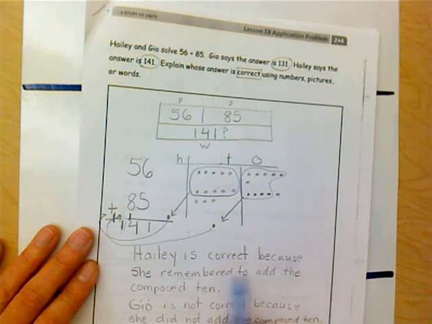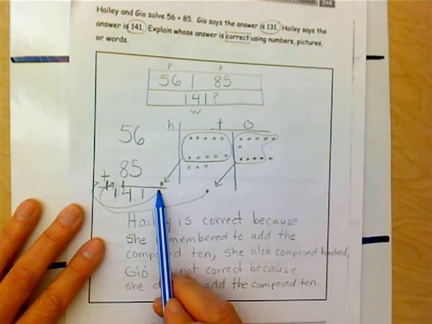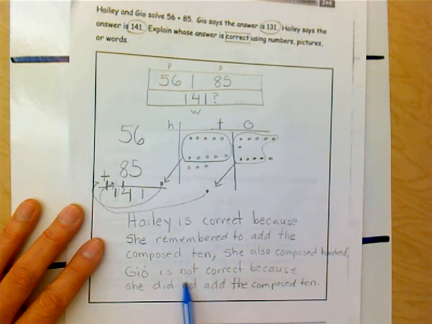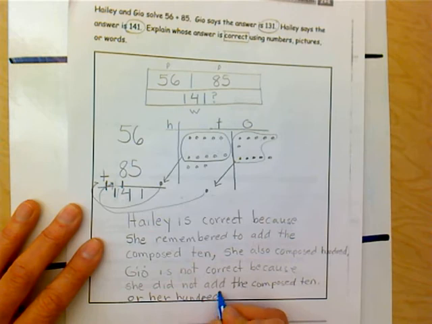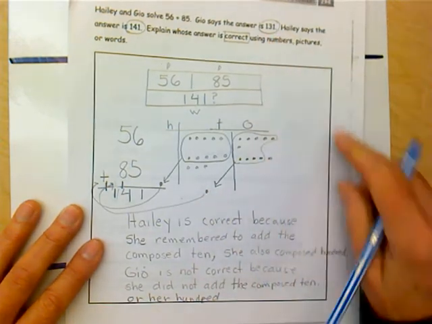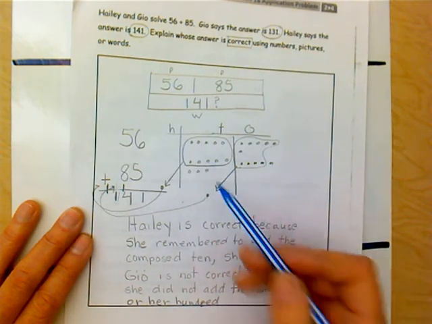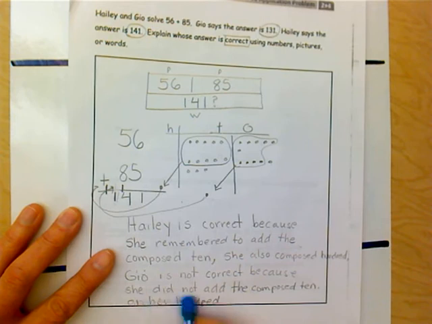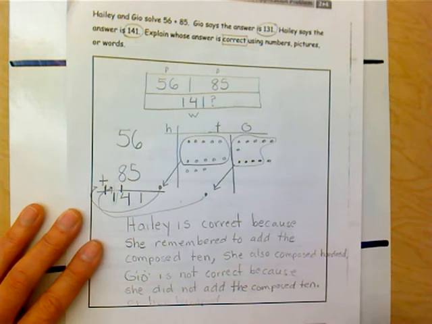So I know that Haley is correct because she remembered to compose a 10. And I forgot to write this part in. She also composed 100. Joy is not correct because she did not compose her 10 or her 100. And she forgot to add that one in, which gave her 131 without that composed 10. She did compose her 100. Wait a sec, I'm taking that out because she did. She just forgot to take care of that composed 10. All right, so that makes a little bit more sense.